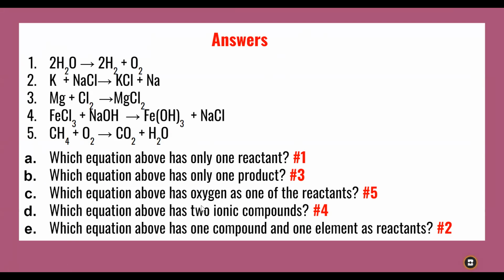Which equation above has oxygen as one of the reactants? Oxygen as one of the reactants, number five. Then which equation above has two ionic compounds? Or we can say two compounds is number four. You see that? Remember, ionic compounds is when you have a metal and non-metal, transfer of electron from metal to non-metal. So one of the clues that tells you the ionic compound is there's metal on it.